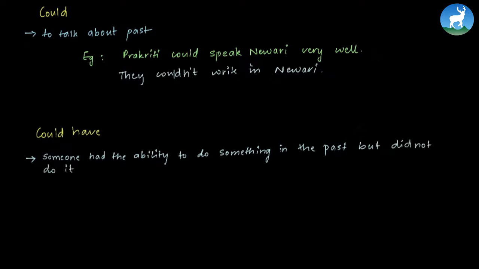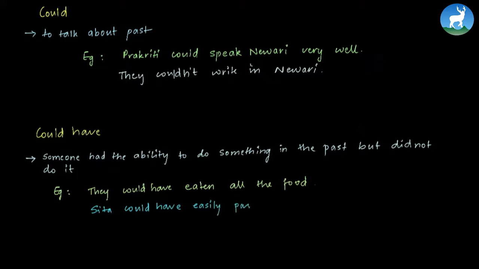So let's go through some examples. They could have eaten all the food, but they didn't. Sita could have easily passed her exams, but she didn't because she did not study. If she had studied, she could easily pass all the papers, whether it was difficult or not.